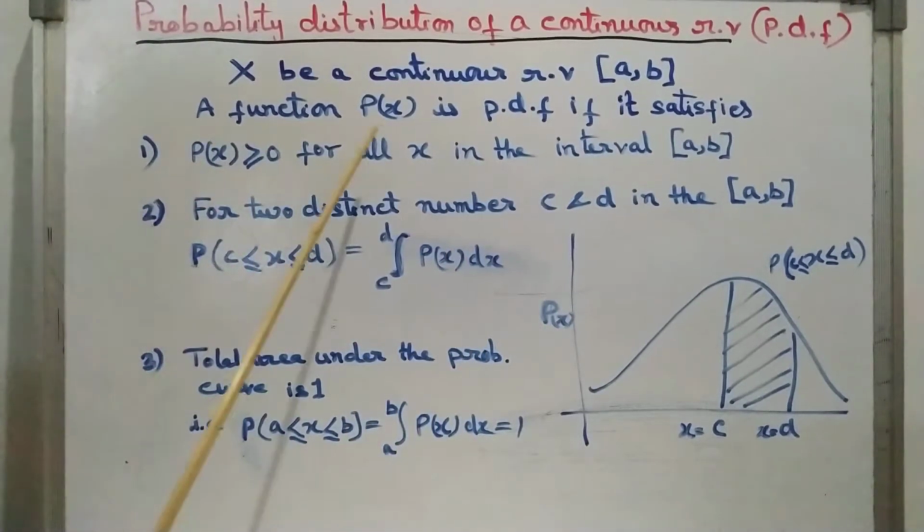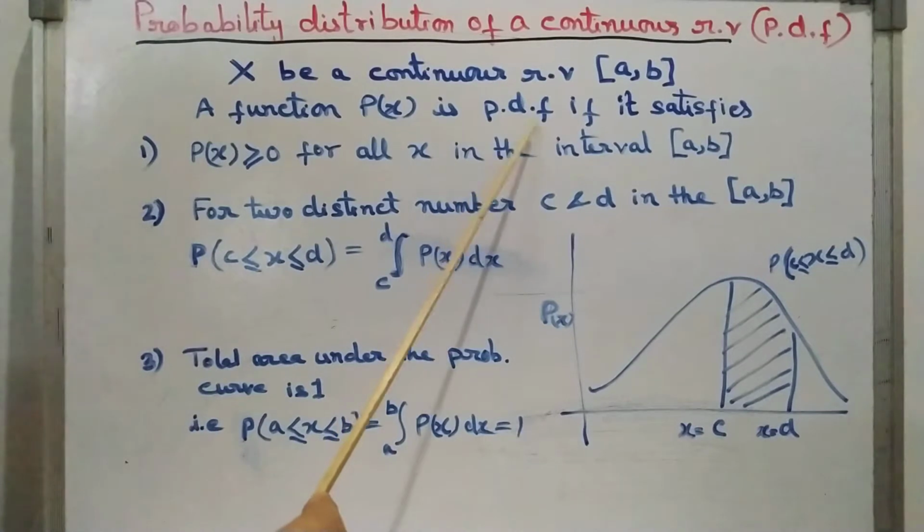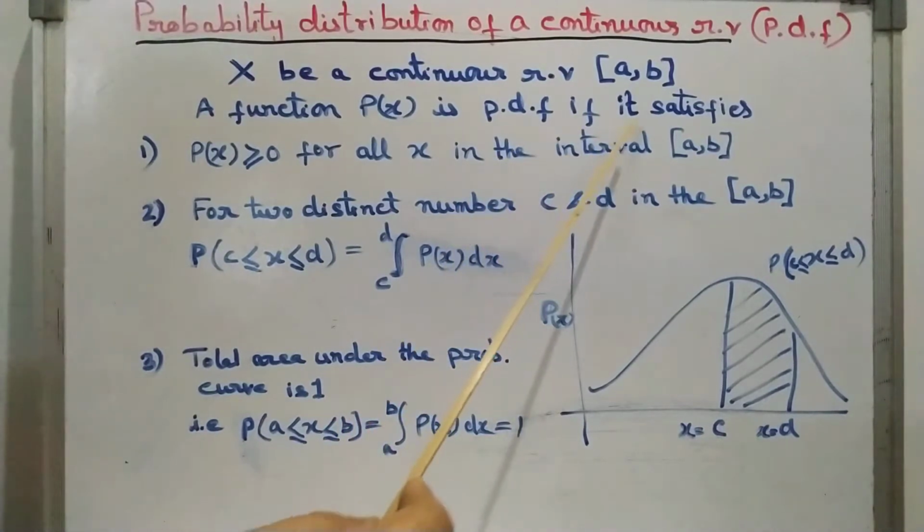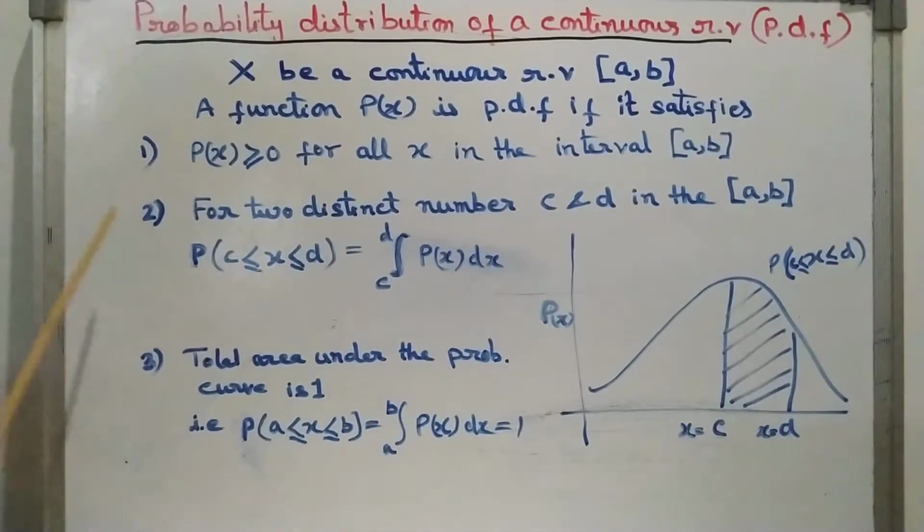Then a function P(x) is said to be a probability density function if it satisfies the following properties. Three properties. First one is P(x) is greater than or equal to 0 for all x in the interval AB, in this closed interval AB.